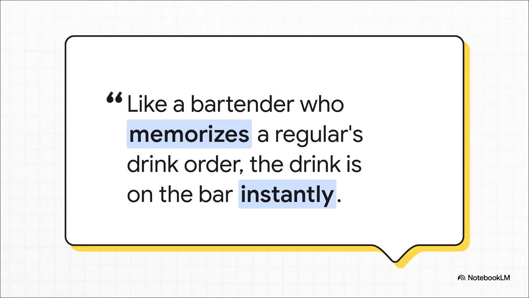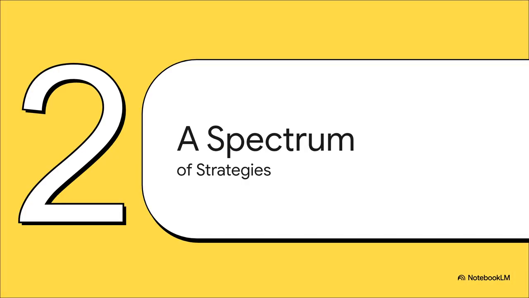I love this analogy. Think of caching like a really good bartender who remembers a regular's drink order. The first time you walk in, they have to ask. But after that, the drink is on the bar almost before you sit down. That's what caching does. It's your app's short-term memory. The first user asks a question, the AI does the heavy lifting, and the cache saves that result. Every single person who asks the same thing after that gets an instant and basically free response. It's so simple but so powerful. All right, let's move on.